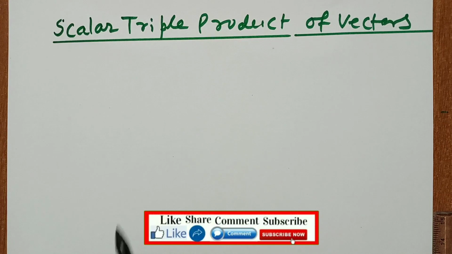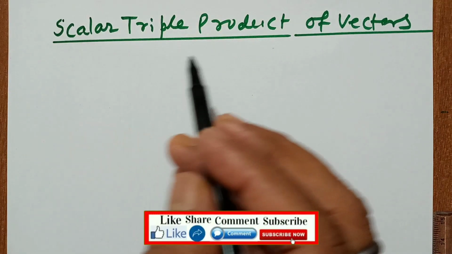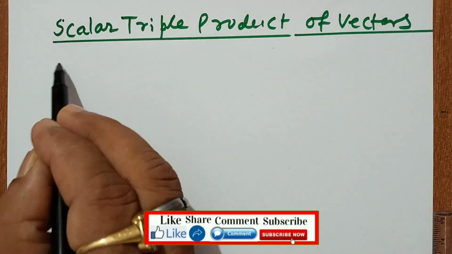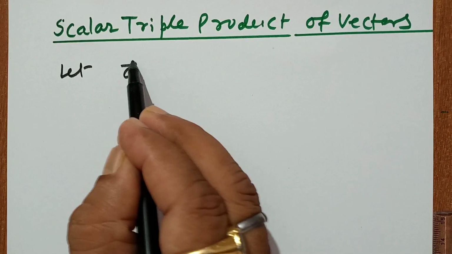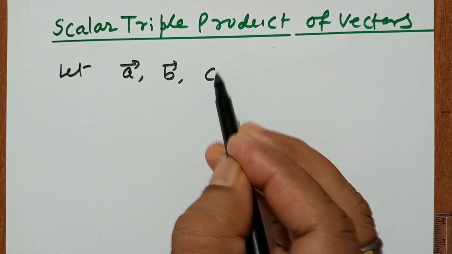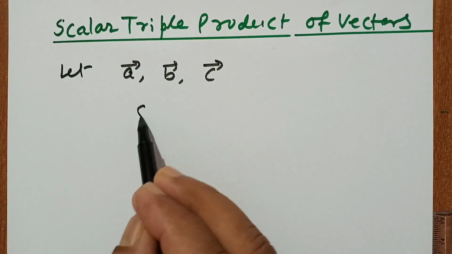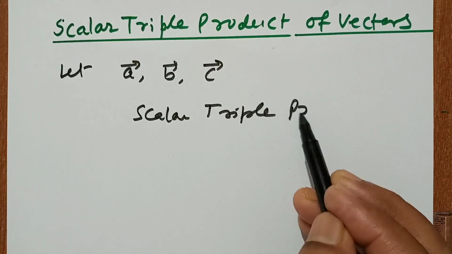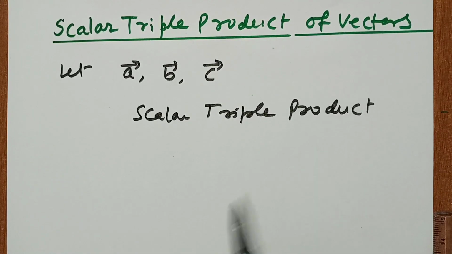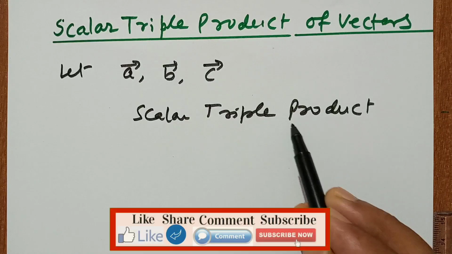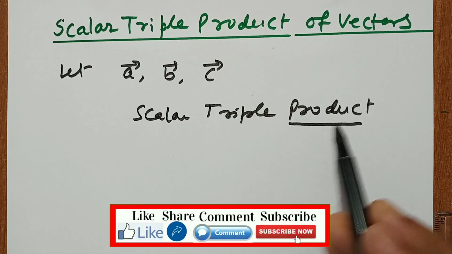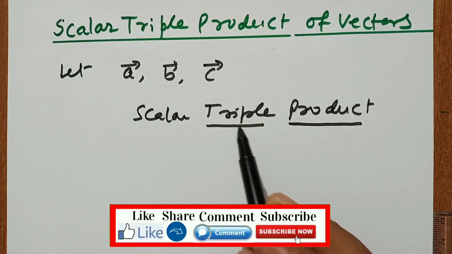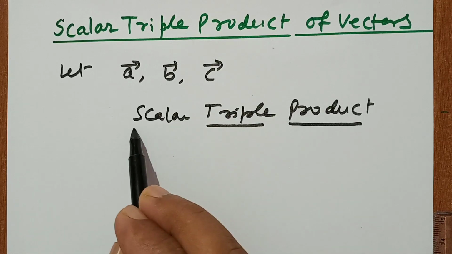So now we will discuss the scalar triple product of vectors. Okay, so what is the definition? Let A, B and C be three vectors. Then scalar triple product. Scalar triple product means: product means multiplication, triple means there are three vectors, and scalar means we get the output as a scalar quantity.